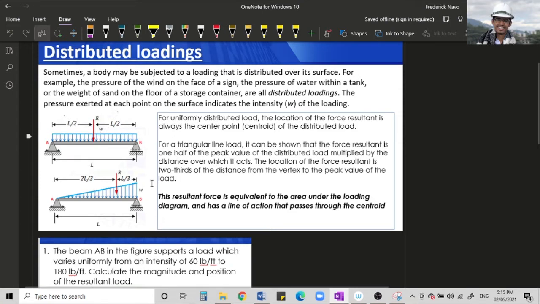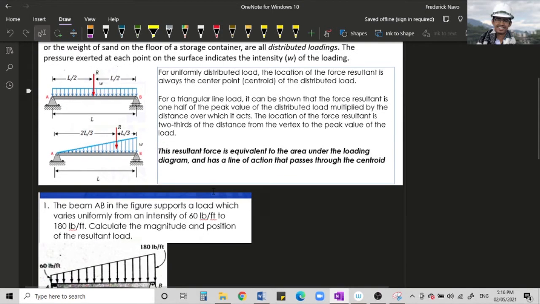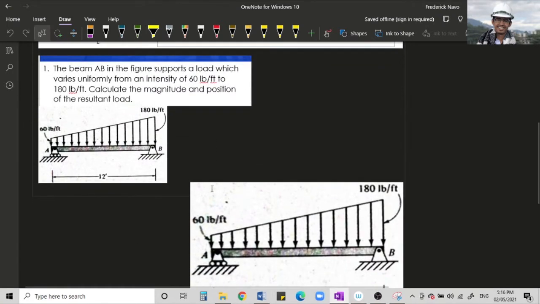Okay? So, same here, this is the area of a triangular loading. So, the area of our triangle is equal to 1/2 base times height. So, our base will be L. And our height is the intensity, which is W. Okay? So, the resultant is equal to the area, which is equal to 1/2 times L times W. Okay? So, let us have an example for this case.